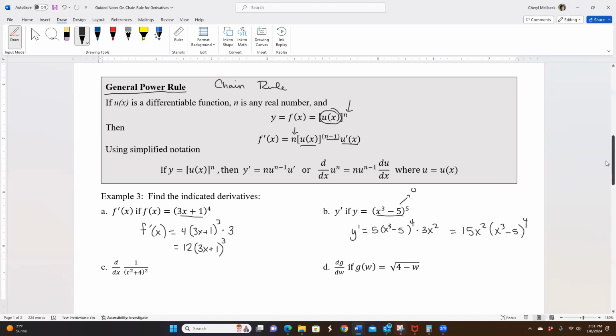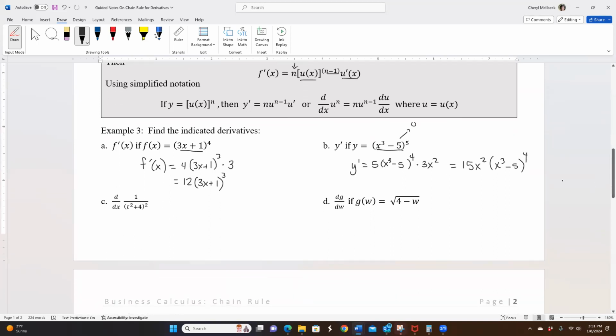Let's try C. On C, if we use the power rule, it's kind of confusing to look at it this way. And we could use the quotient rule, but that would be a nightmare. So let's rewrite this function as t squared plus 4 to the negative 2 power.